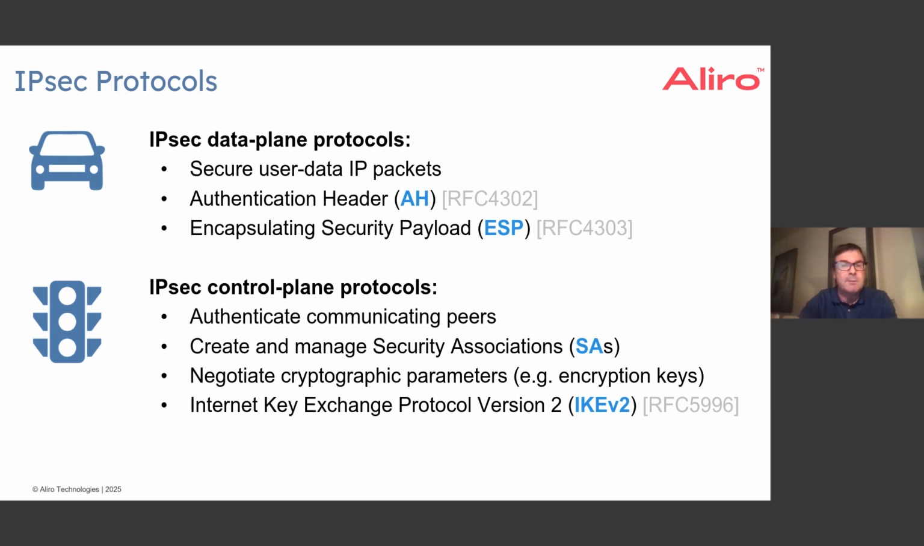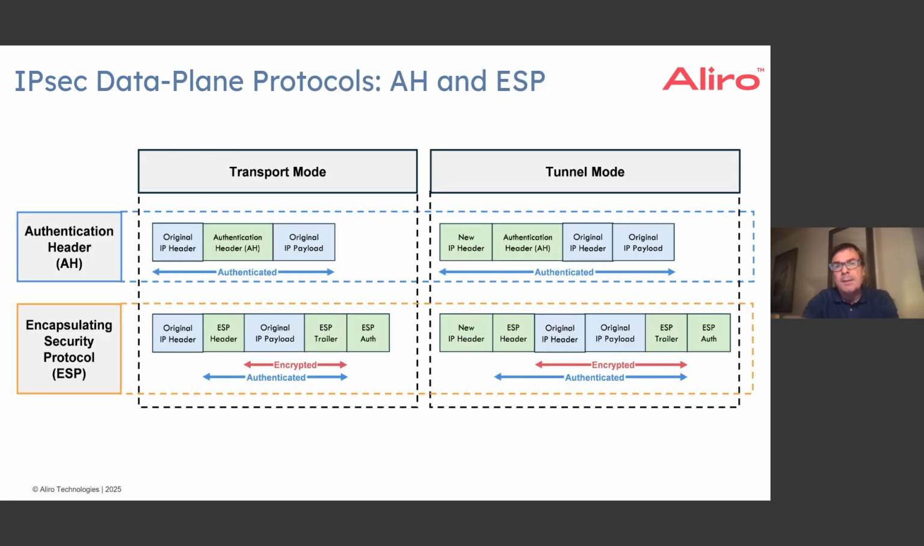for negotiating cryptographic parameters. In this webinar, I will only cover one of these control plane protocols, namely the Internet Key Exchange Protocol version 2, or IKEv2 for short. This is the most recent version, and it's also the version that you will need if you want to deploy quantum-safe networks. As I mentioned, there are two data plane protocols, namely authentication headers and encapsulating security payload.